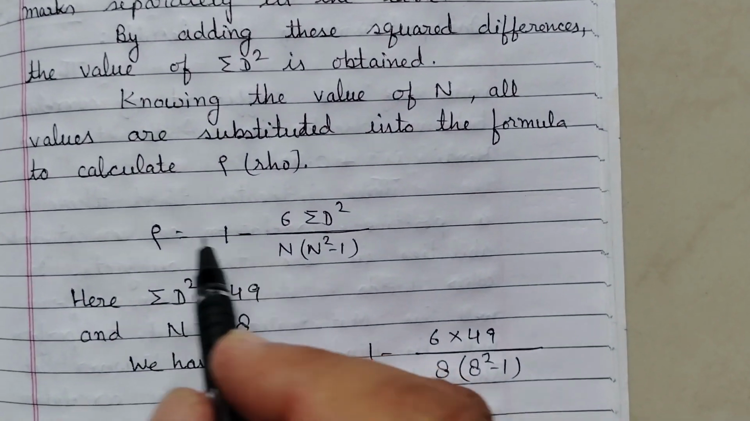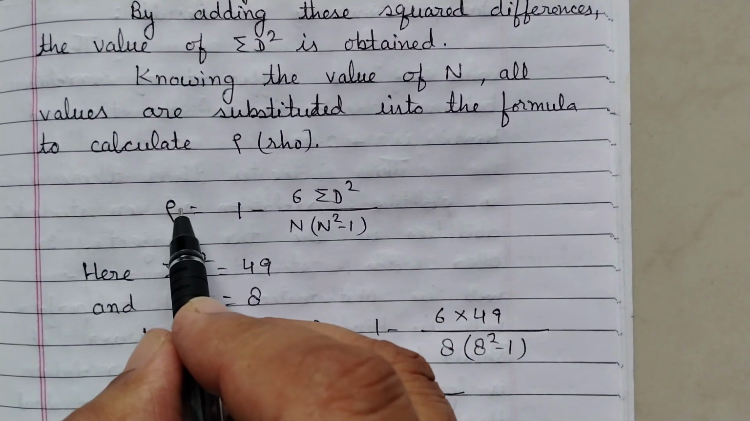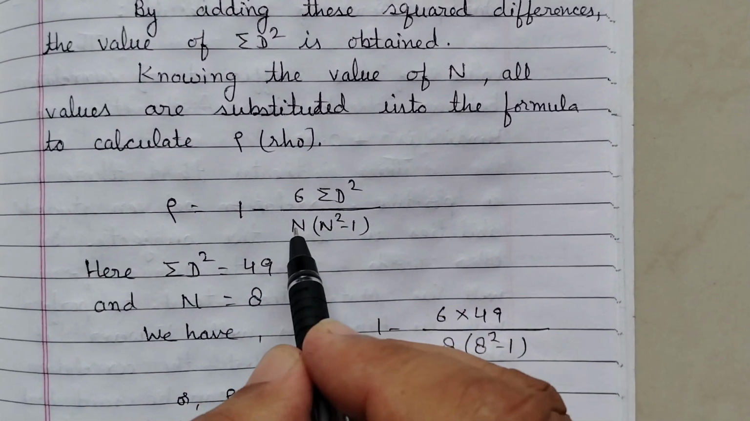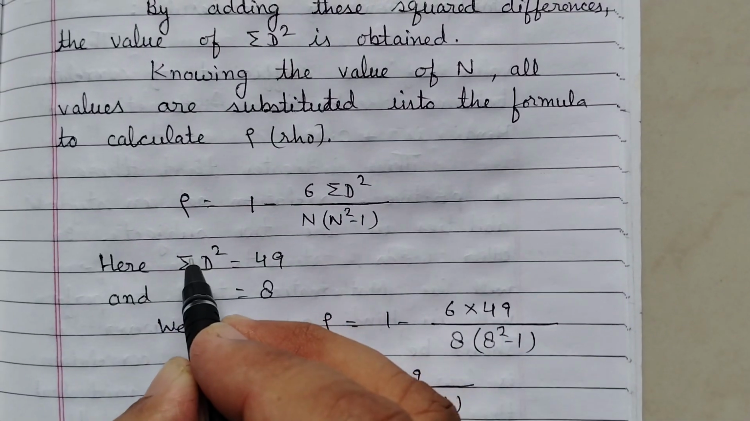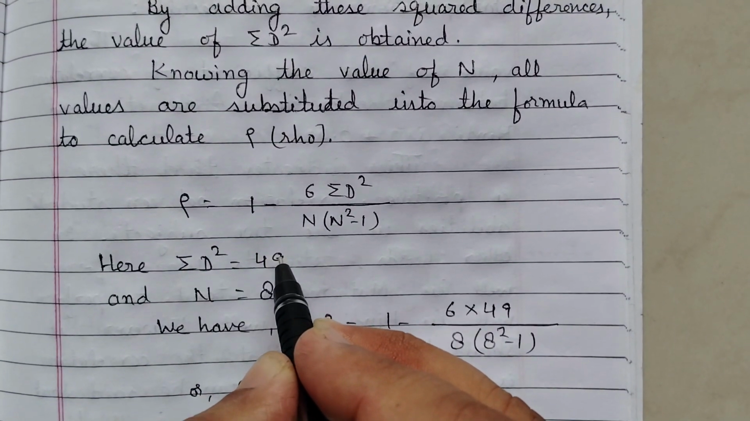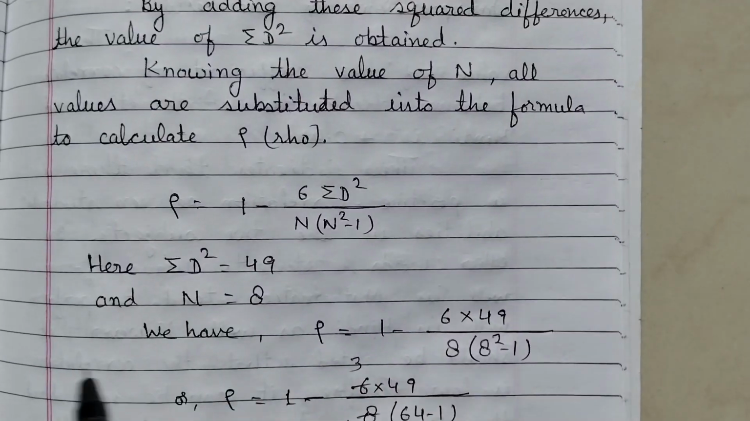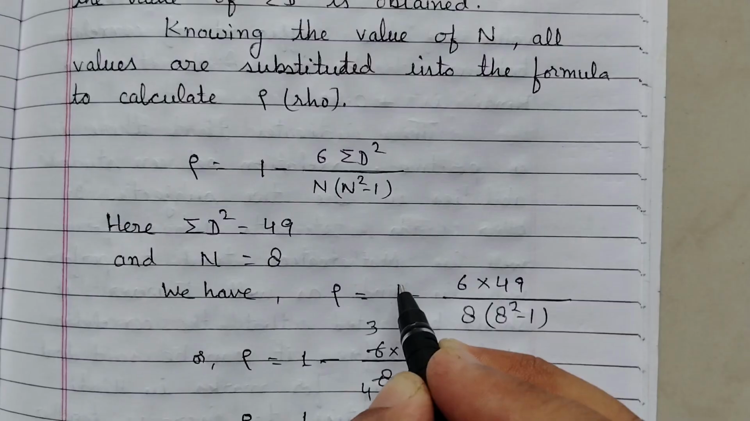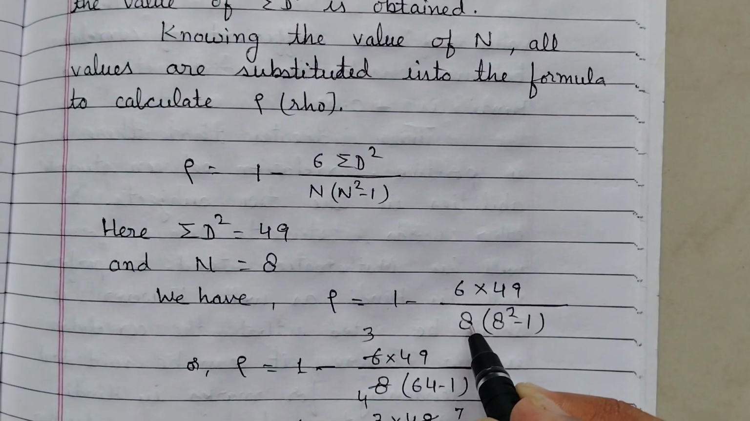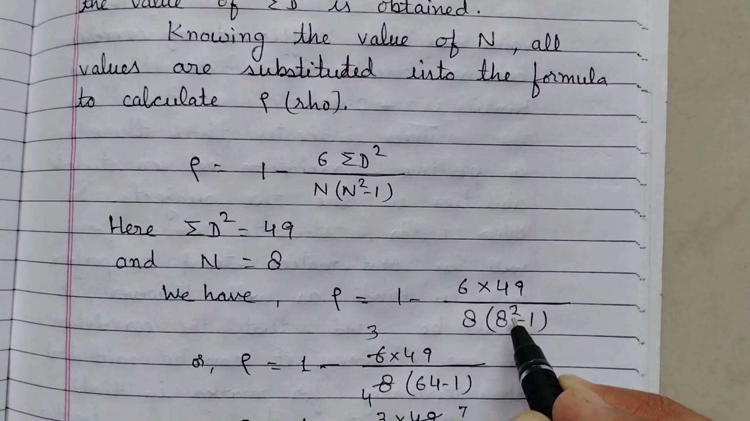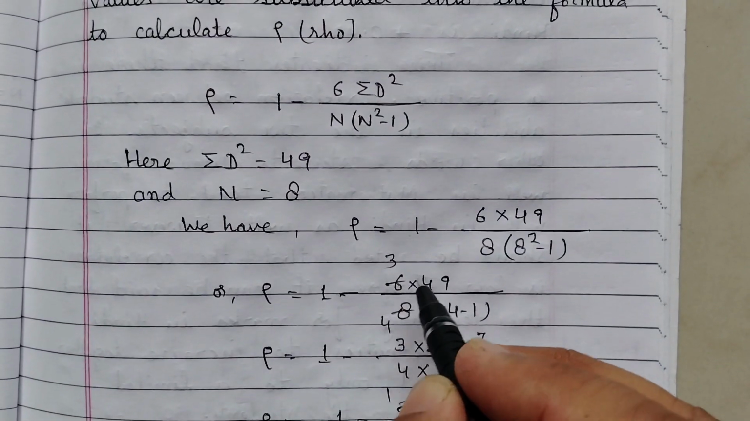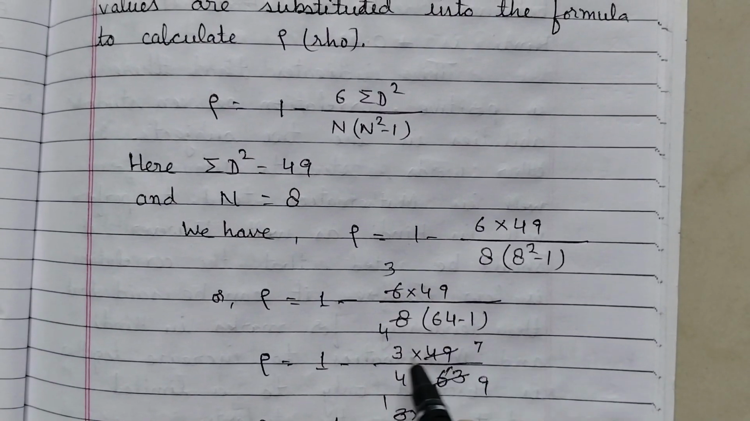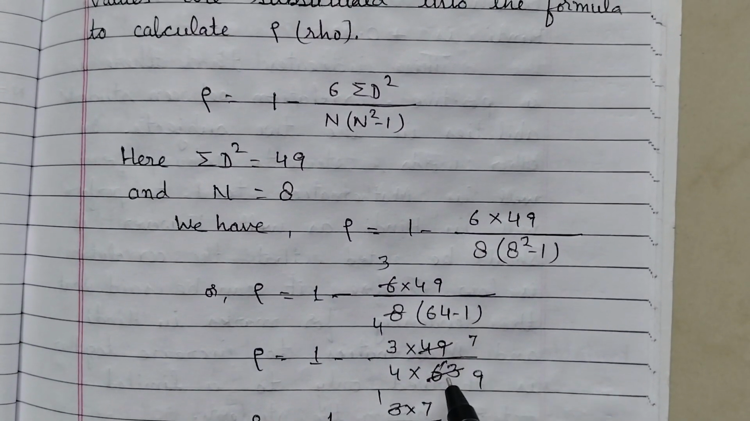Now putting these values in the equation, we have rho is equal to 1 minus 6 summation D square divided by n into n square minus 1. Here summation D square is found to be 49 and n is equal to 8. So substituting these values, we have correlation rho is equal to 1 minus 6 into 49 upon 8 within bracket 8 square minus 1. 8 square is 64. Table of 2, 2 3s are 6, 2 4s are 8. So 3 into 49 upon 4, 64 minus 1 is 63.